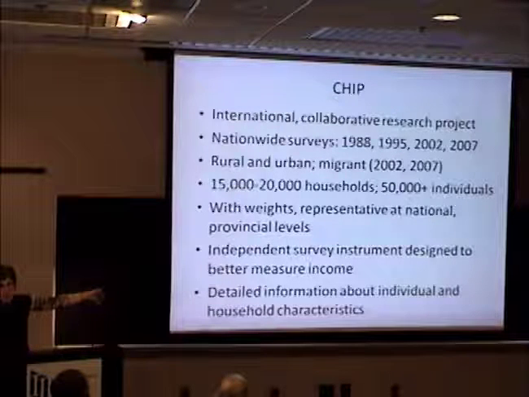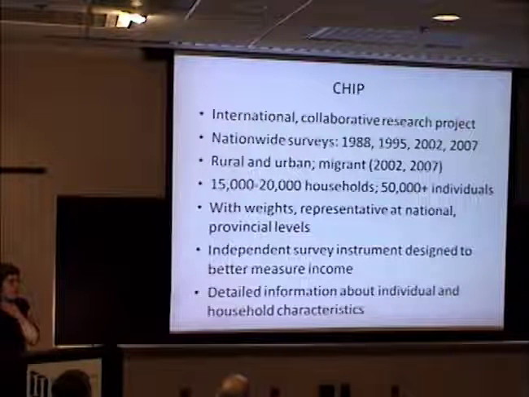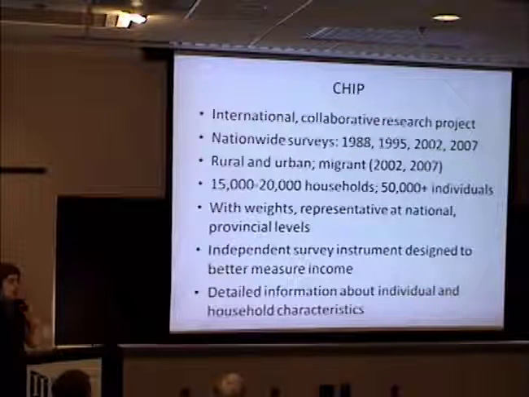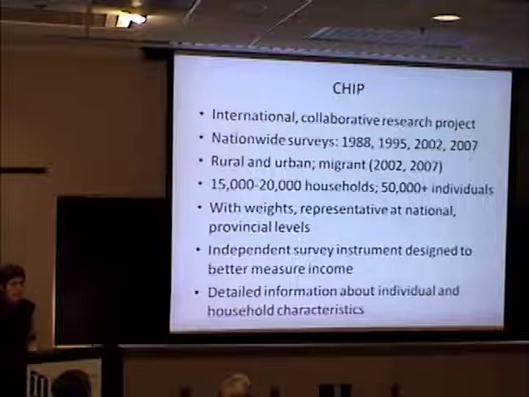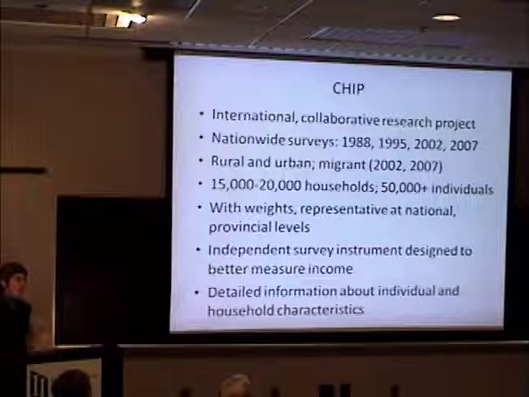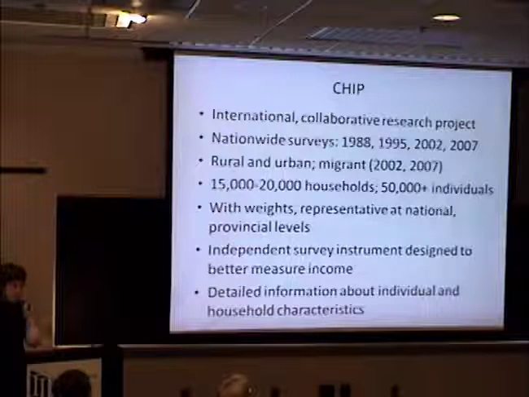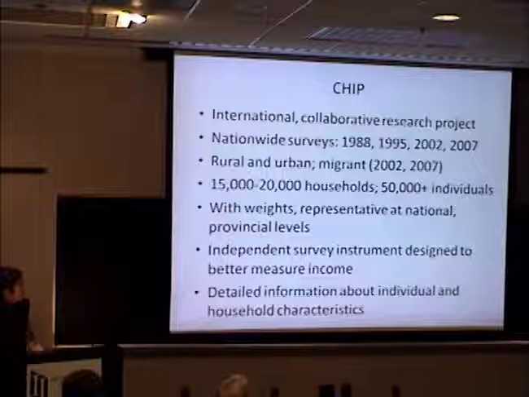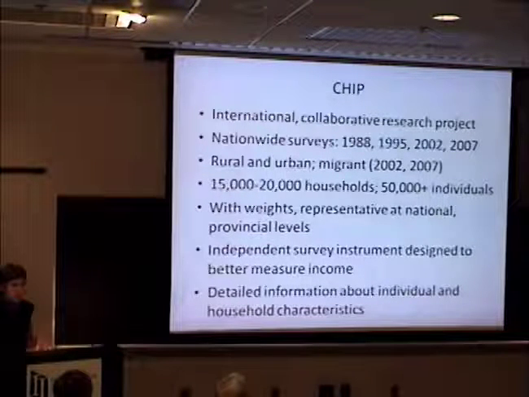Here's a little information about the CHIP project. I don't know how interested you are in the details, but essentially this is an ongoing, international collaborative research project that was started in the late 80s, involving Chinese and non-Chinese researchers, to collect large-scale household survey data, nationwide data for China, so that we can track trends in inequality and incomes. If properly weighted, the data are representative for the country as a whole and for regions. It includes collecting data using an independent survey instrument, which means we can ask more questions, particularly questions specific to the measurement of income.